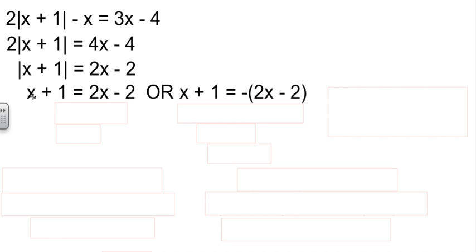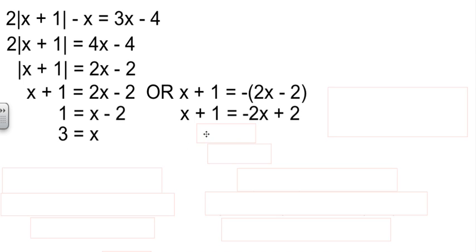This one, all we have to do is subtract the x over, and then add the 2, and we get x equals 3. That's one answer. One candidate, anyway. And then your other case, we need to distribute that negative first. Then we can add the 2x over and subtract the 1. Divide by 3 and we get x equals a third. That's another possibility.